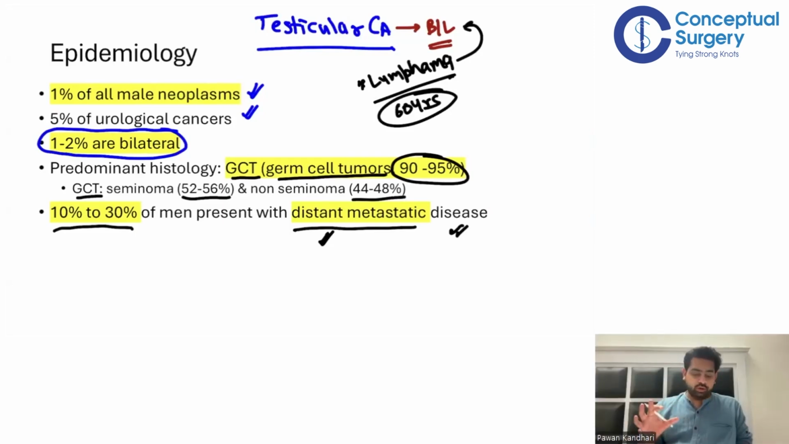Okay. So around 10 to 30% of the patients present with a distant metastasis at diagnosis.